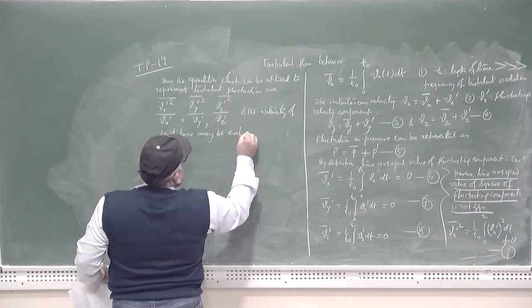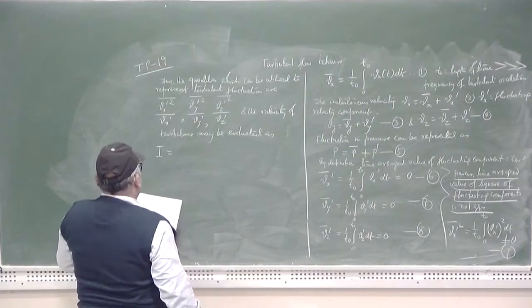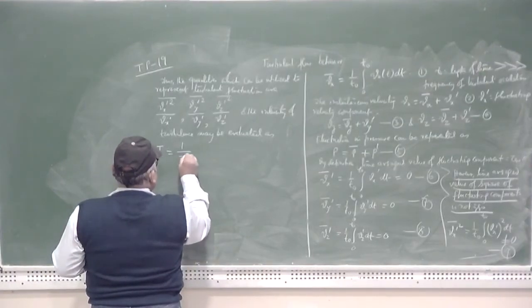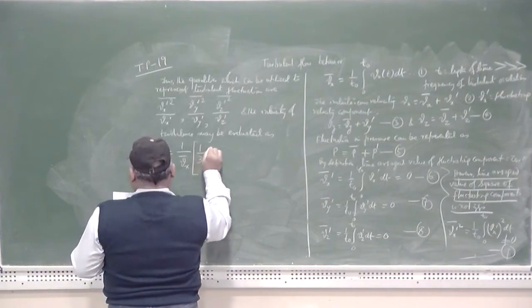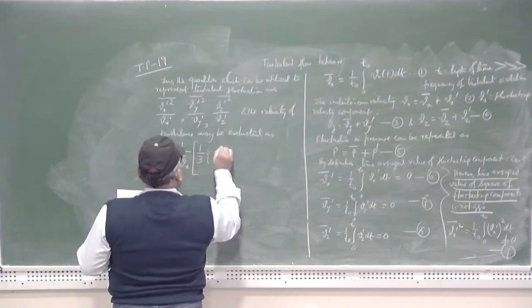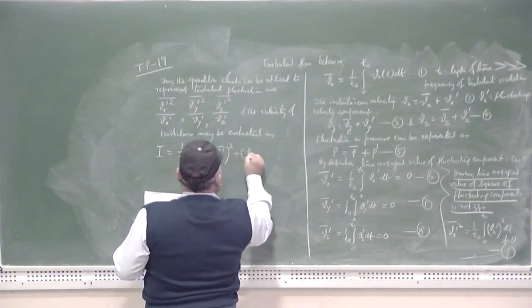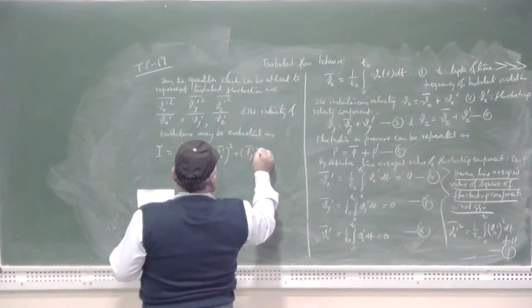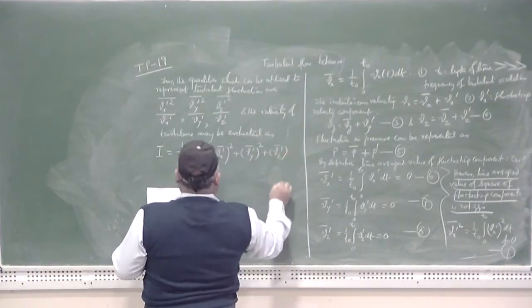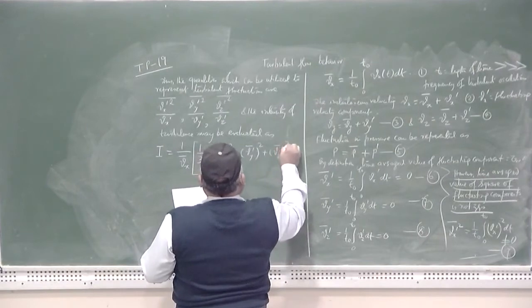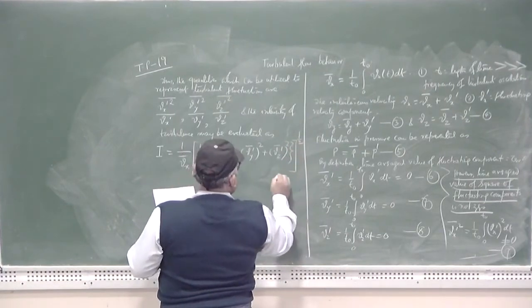The intensity of turbulence may be evaluated as the capital I, that is equal to 1 upon average value of Vx into 1 by 3 of average of Vx prime whole square plus average of Vy prime square plus average of Vz prime square, whole raised to the power half. Let it be equation number 10.